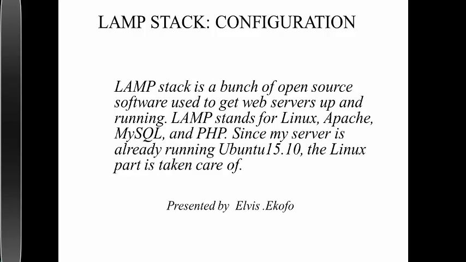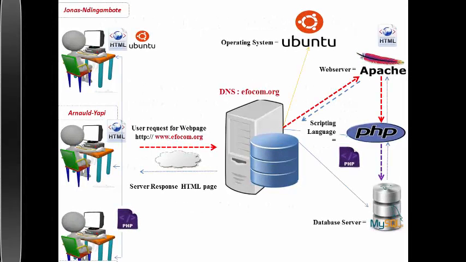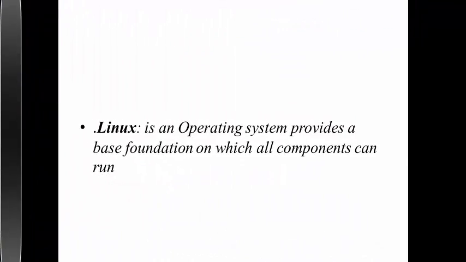Let me quickly show you the big picture, so that you can have an idea of what we're going to achieve at the end of this tutorial. What do we have so far? We have the box plus the DNS already installed on it previously. That tells us that we have the operating system up and running. Which one? Linux. Linux is an operating system that provides a base foundation on which all components can run.